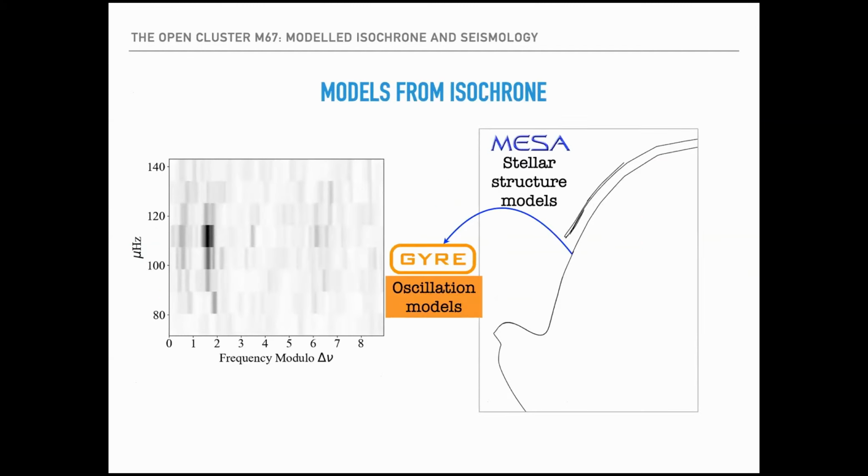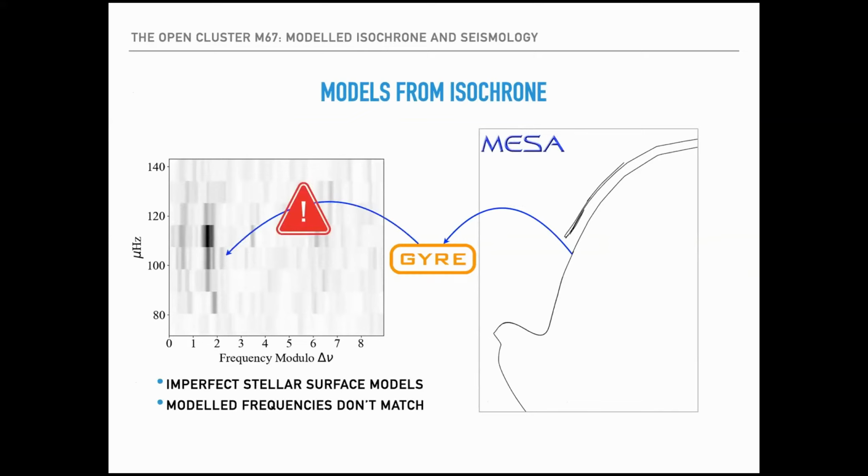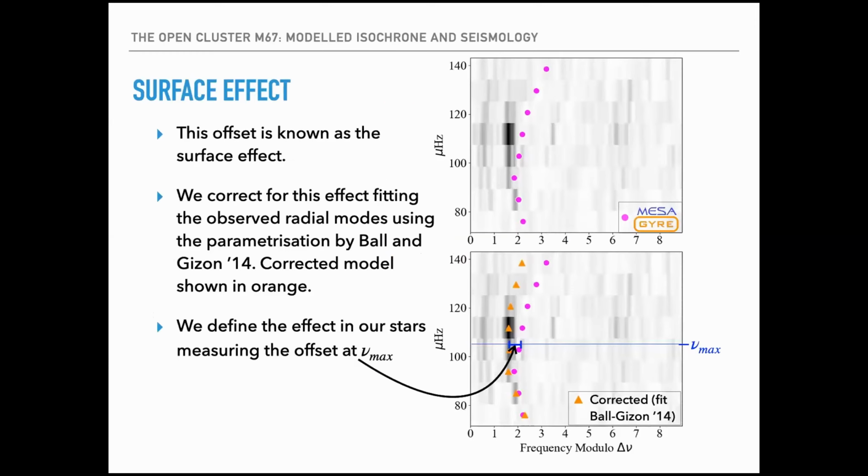So how do we get the oscillation models? We take models from along the isochrone, we run them through this other code, which is called GYRE, and this will give us oscillation values. But we know we have a problem. The models of the surface are imperfect, so they will not align perfectly with the observations. So what we do, the pink one is the model, and we correct for this using the parameterizations by Ball and Gizon, and this results in this nice orange model here.